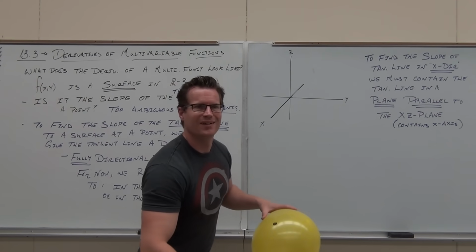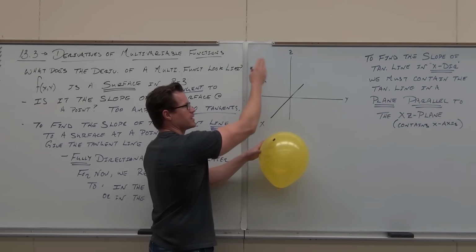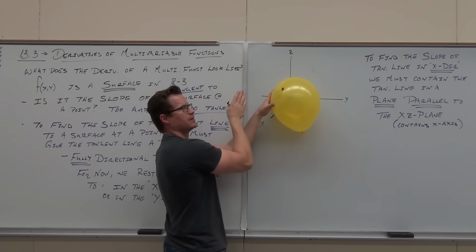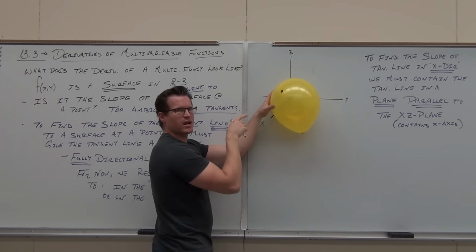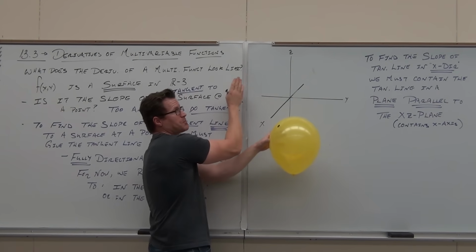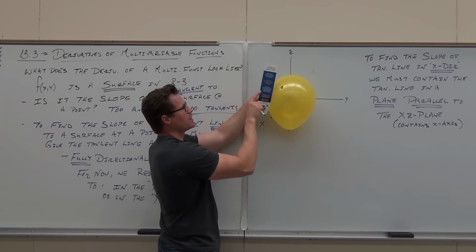Well, let's try. Do you guys get the idea of what I'm trying to do? Here's my x, y, z coordinate system. I need to find out my tangent line at that point in the x direction. That means it's got to be contained in a plane that's parallel to this one. So I'm going to take my plane out, and I'm going to cut it.